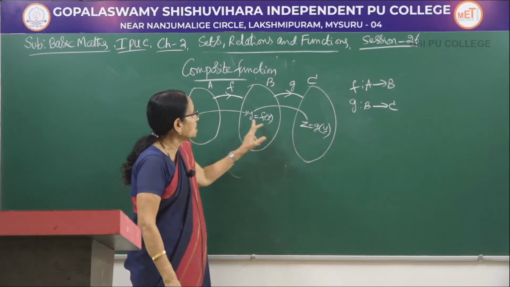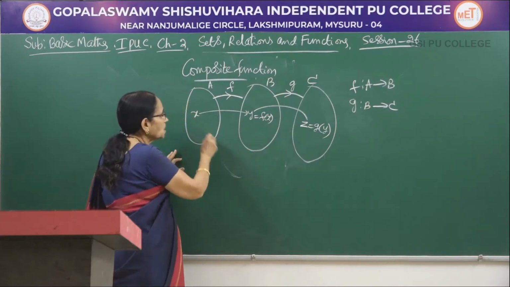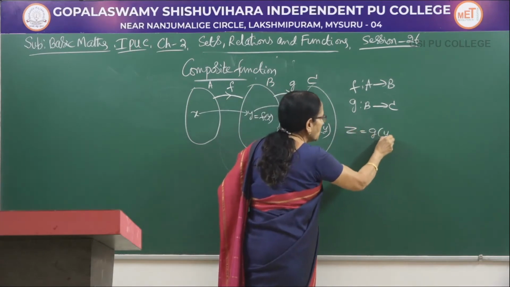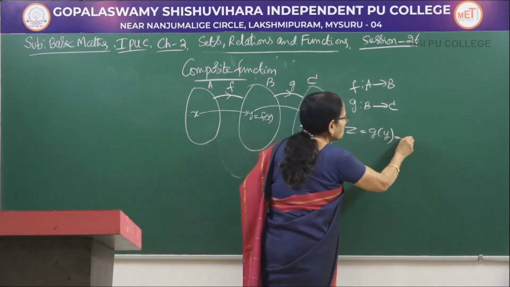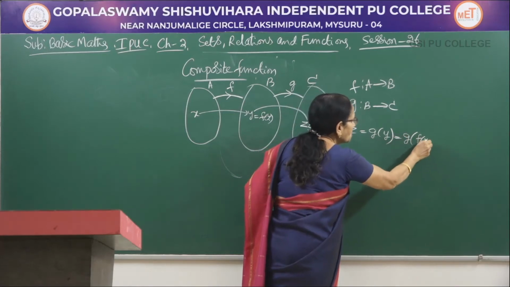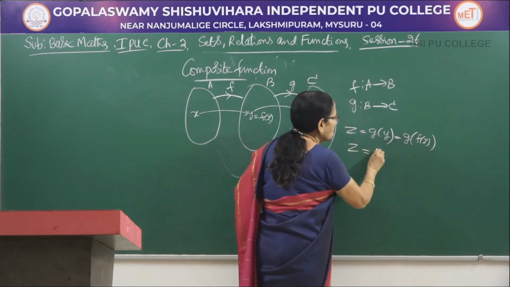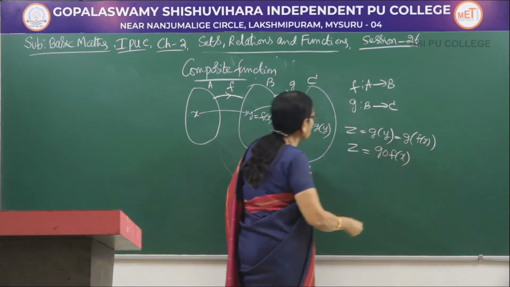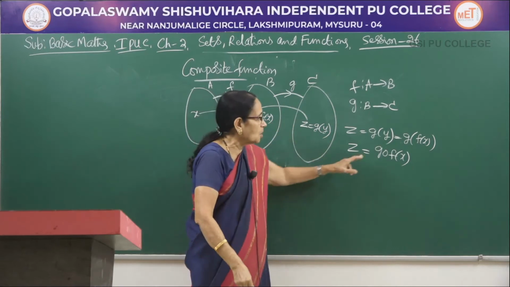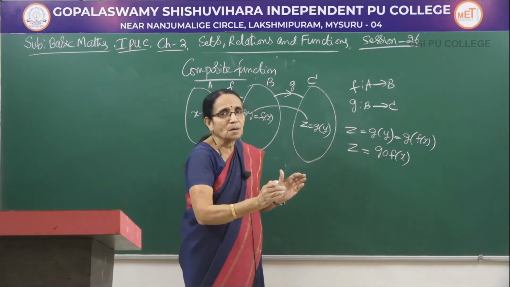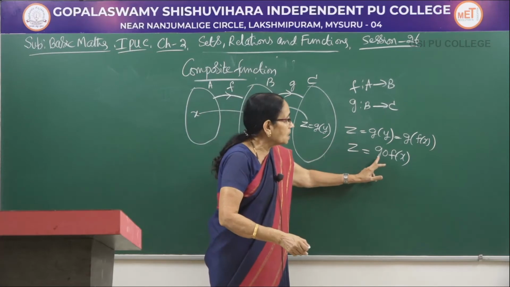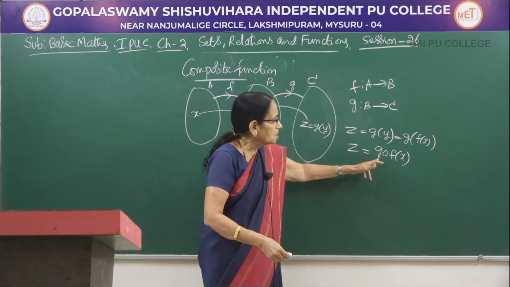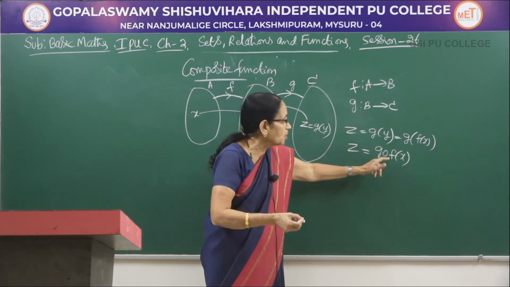But what is y here? y is equal to f(x). So here we can write z is equal to g of y, but y is f(x), so it is g of f of x, and this is written as g o f. When two functions are combined, as a composite function, we write it as g o f, and some pronounce it as g circle f. We read it as g o f of x.